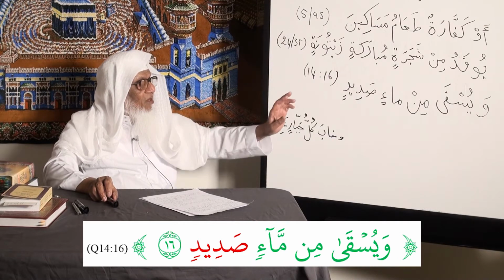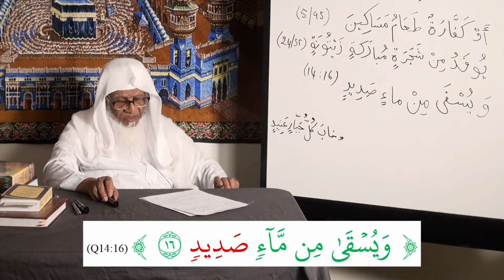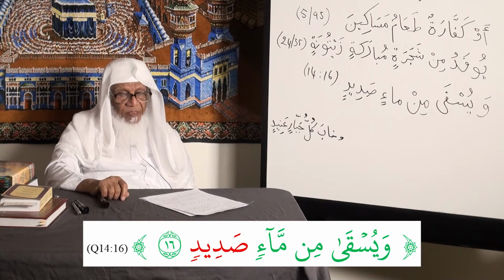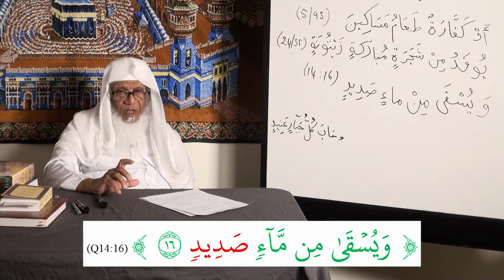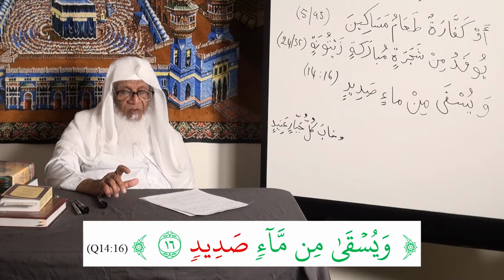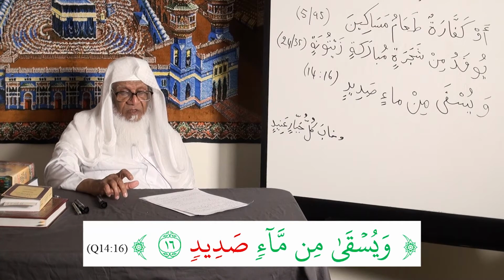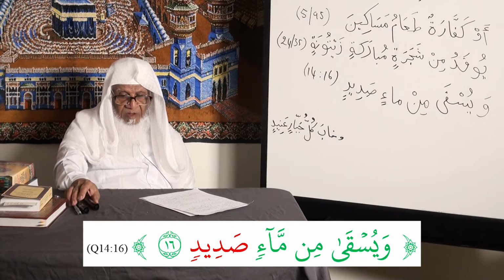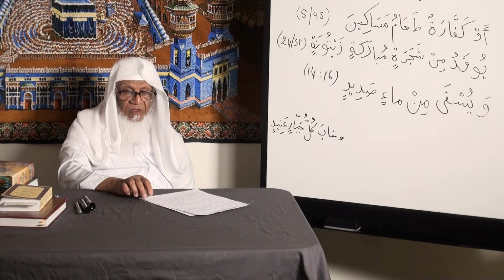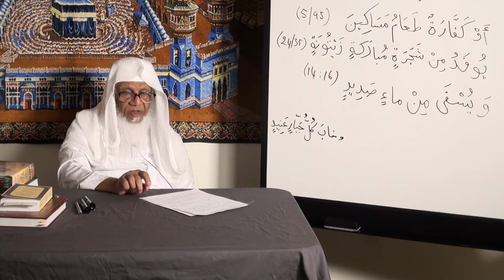Now ماء صديد, this is عطف بيان. صديد means pus, P-U-S, pus. Ma'in sadidin. Ma doesn't mean water, it means liquid. He will be given to drink a liquid, which is sadid, which is pus. Yusqa min ma'in sadidin. So sadidin is atf bayan, and both are nakira, as we have yuqad min shajaratin mubarakatin zaytunatin, both are nakira.